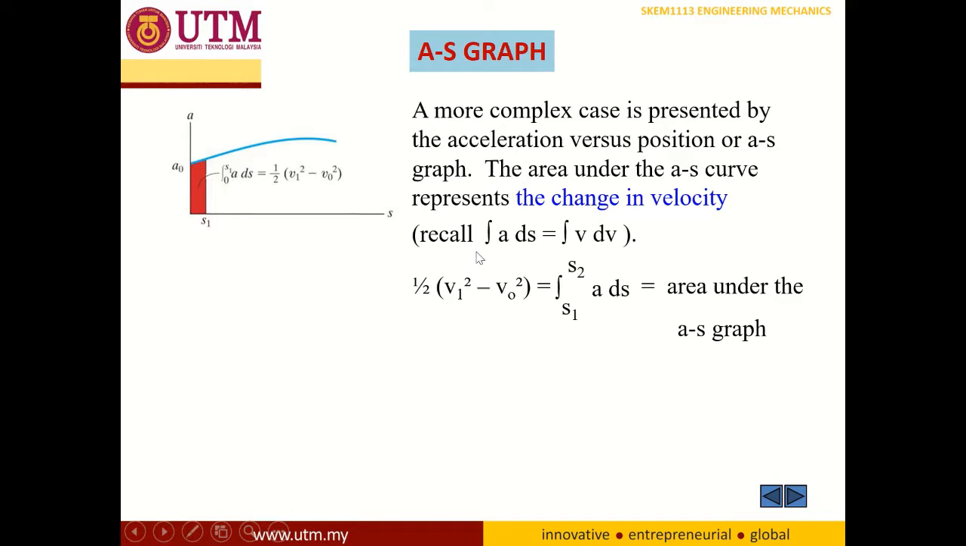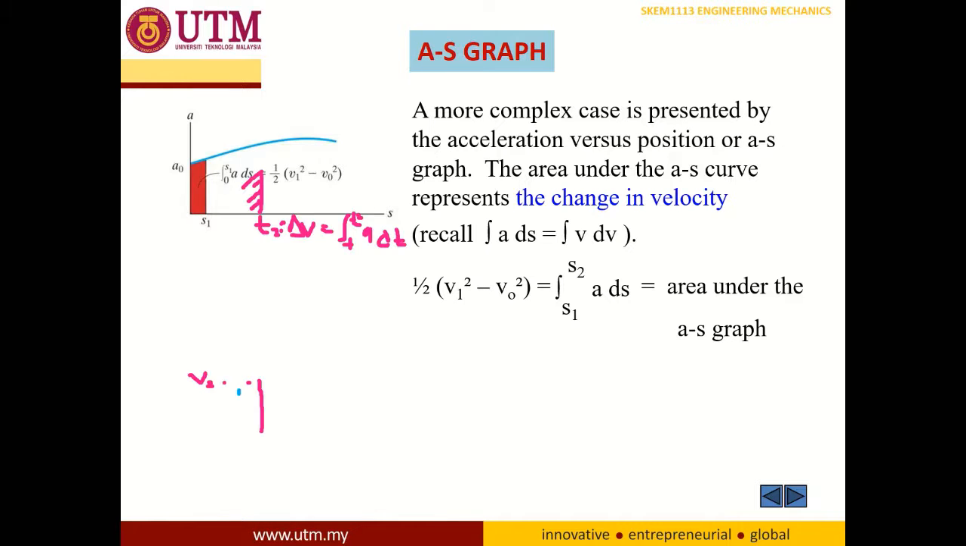First, we can use this formula that we learned previously, which is a ds equals v dv. Then from this equation, we can get the velocity from this graph by integrating it. For the first one, it will give us half of v1 squared minus v0 squared, from v0 to v1. If we solve it, we have half of v1 squared minus v0 squared equals the integration of a ds from s1 to s2.